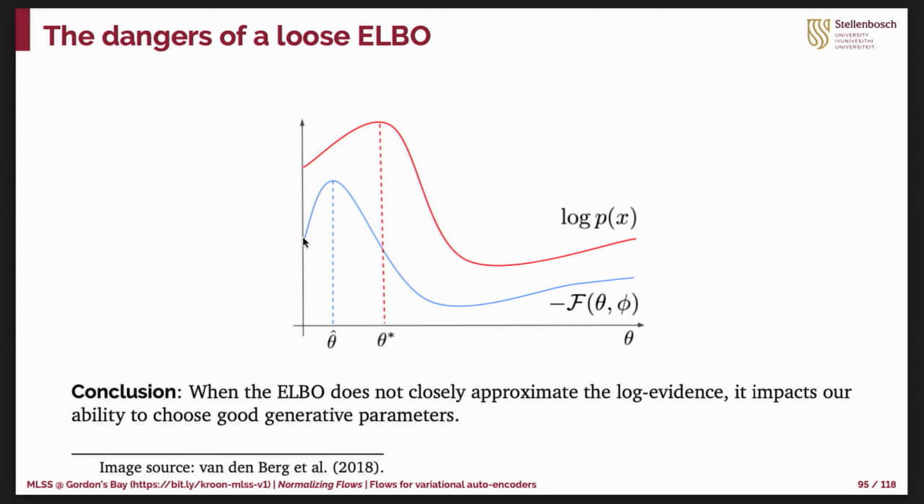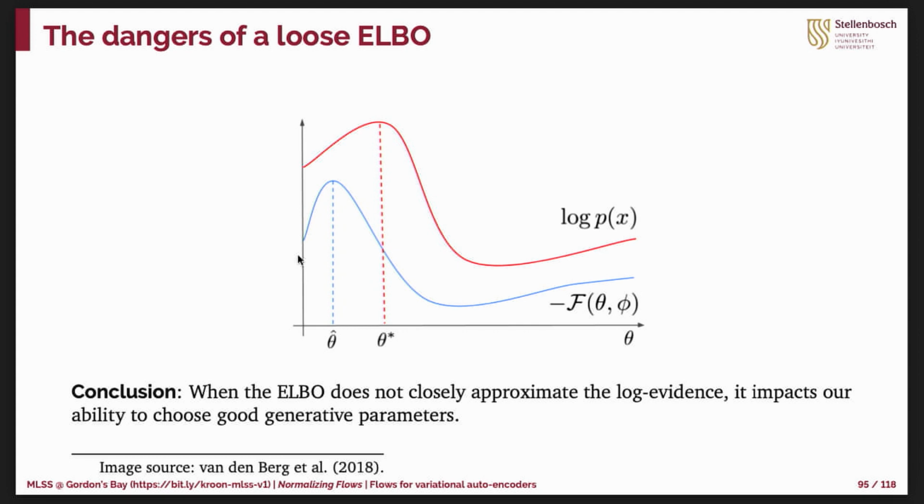And that's fine when they have their maxima close to each other, but sometimes they aren't. And the looser the elbow is, that's why the slide says the dangers of a loose elbow, the more likely that the peaks are not going to be aligned as well as they should. Okay, so we really would like our elbow to be as tight as possible as much of the time.